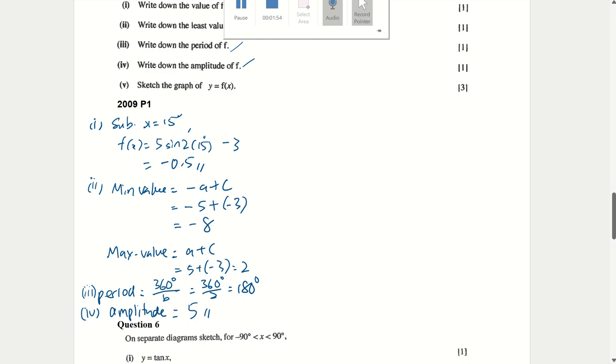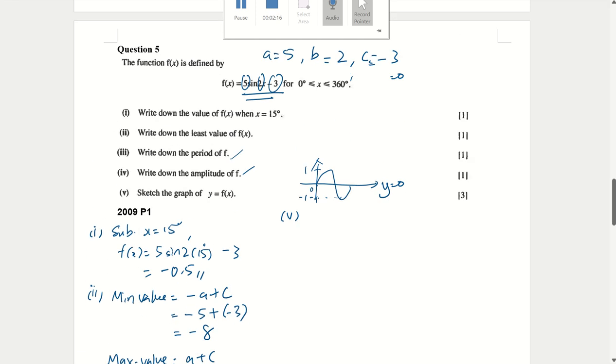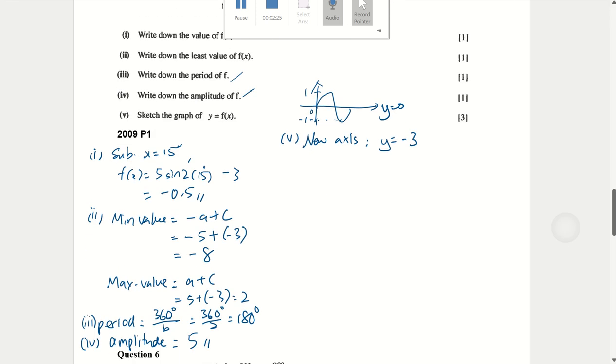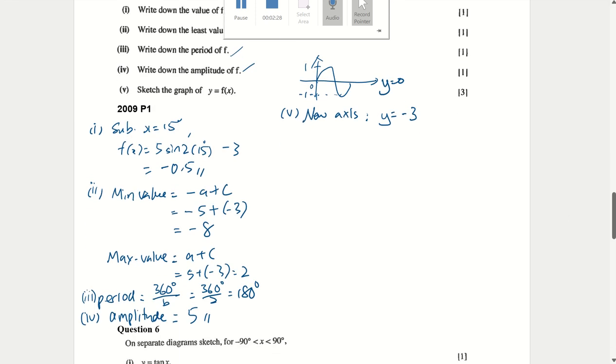Okay. So now we are ready to draw the graph. To draw the graph, you need to know the new axis. Because for a normal sine graph, you will start from 0, go to 1, then down to a minimum of negative 1. So y equals 0 is the axis. But because you have a minus 3 here, you have a new axis. And the new axis is c, which is negative 3.